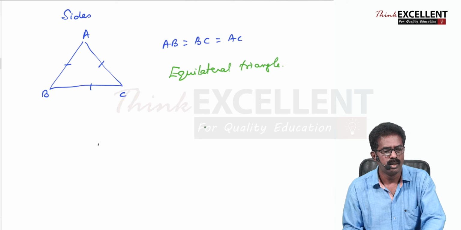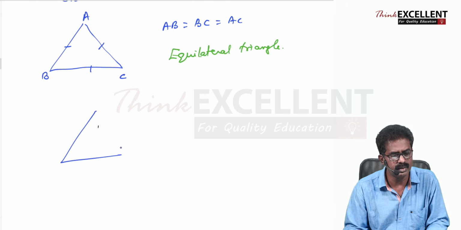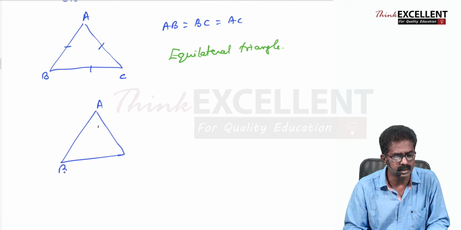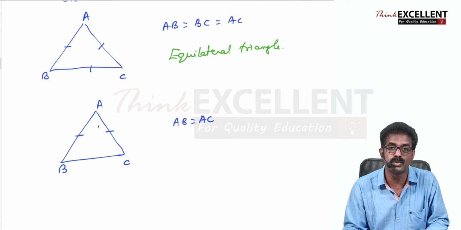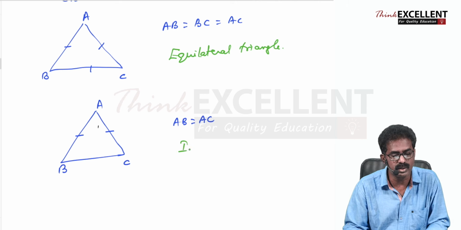Suppose only two sides are equal. We are drawing a triangle in which two sides are equal. For example, ABC is a triangle in which AB equal to AC, and it is not equal to BC. Only two sides are equal. Then it has a name. It is called isosceles triangle.